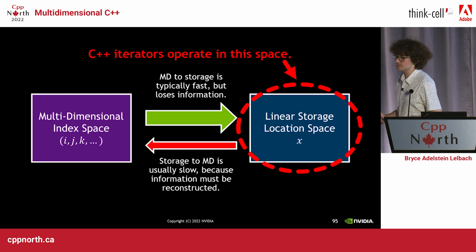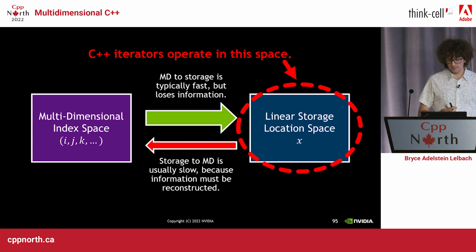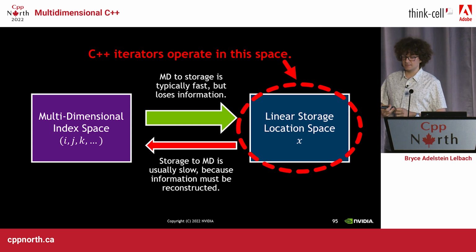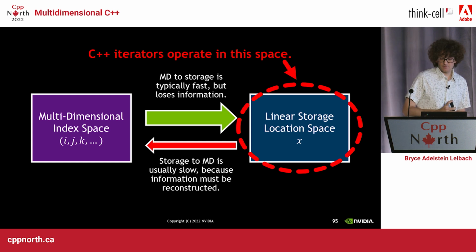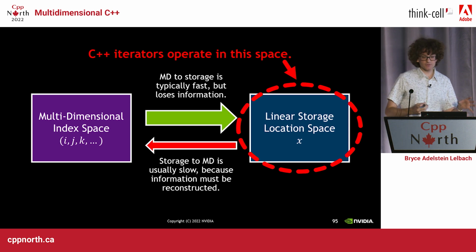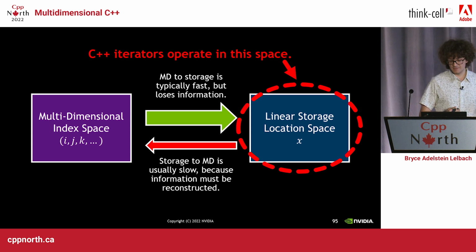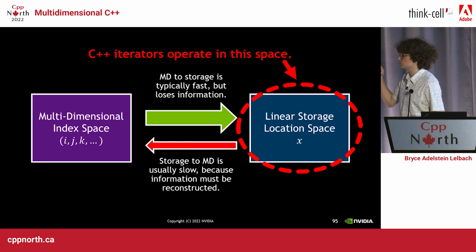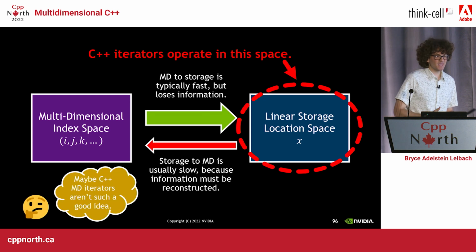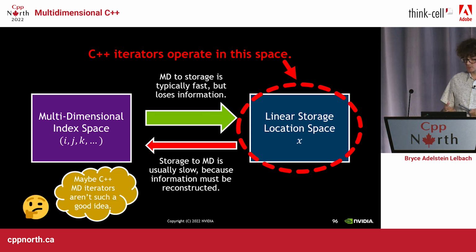Now, the problem is that C++ iterators and their operations are in this linear storage location space. So if you have an iterator that stores a multidimensional index, implementing iterator operations may be unnatural and will often be slow. For example, adding a storage offset, which is in that linear storage location space, to a multidimensional index usually involves control flow for doing your bounds checking. If you have an iterator that stores a storage location, then the iterator operations will be fast, but getting the multidimensional index from it will be slow because you'll have to reconstruct it. So maybe C++ multidimensional iterators aren't actually such a good idea.